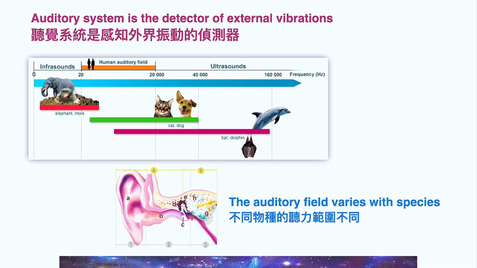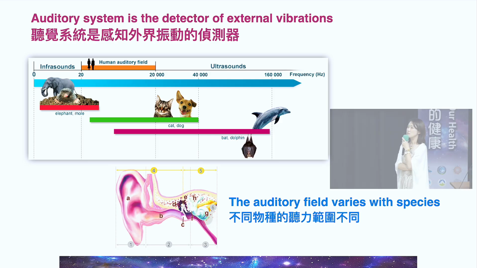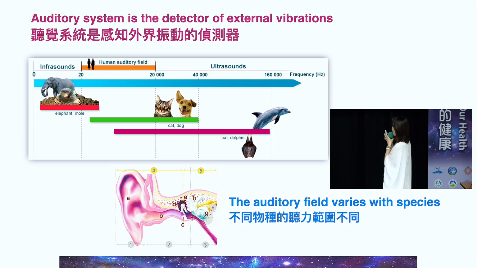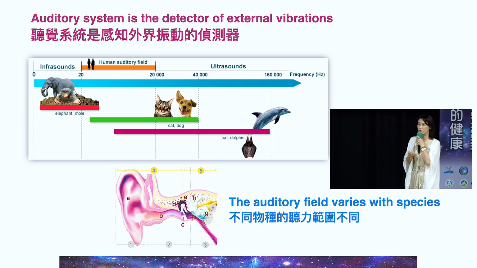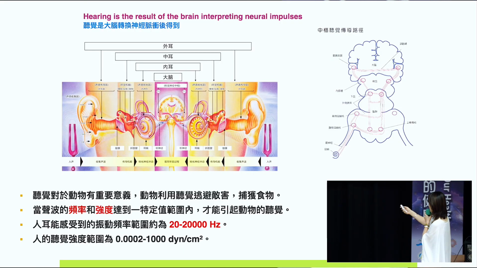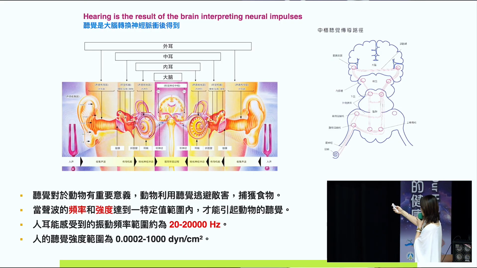How about hearing? The auditory system is, again, the detector for us to perceive the external vibration. And the auditory field also varies with species. The human ear can only hear sound between 20 and 20,000 hertz, but different animals can hear different ranges of sound.